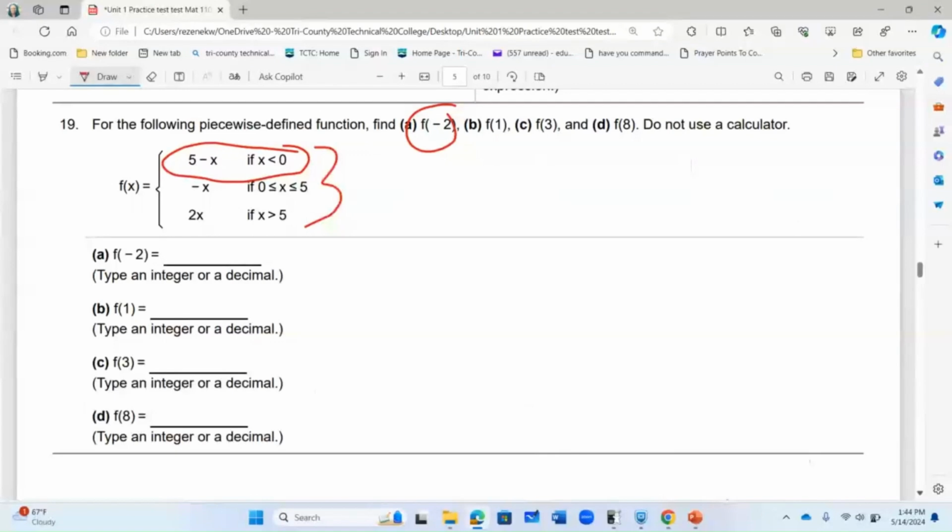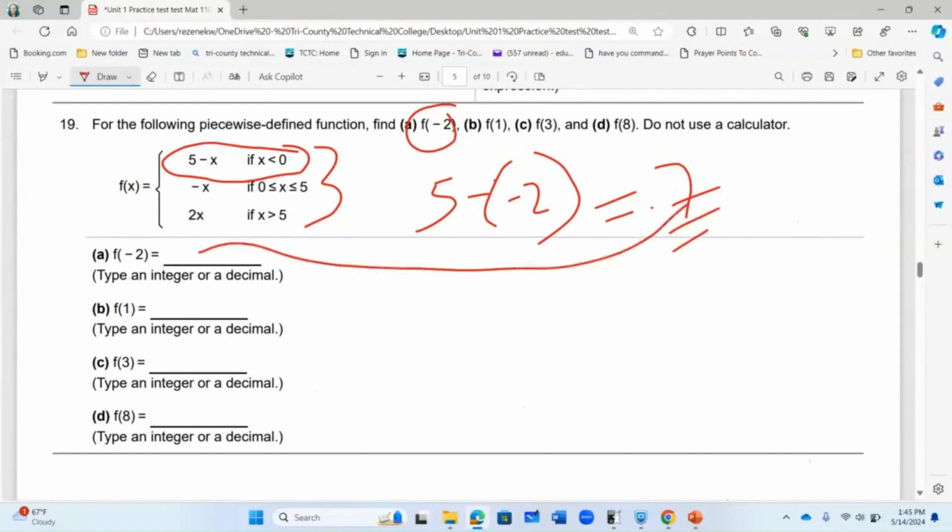All right, so let me evaluate f of -2, which means I will bring down the first piece and I will substitute -2 wherever I see x. Negative times negative is positive. f of -2 is 7. So I put the answer here. f of -2 is 7.